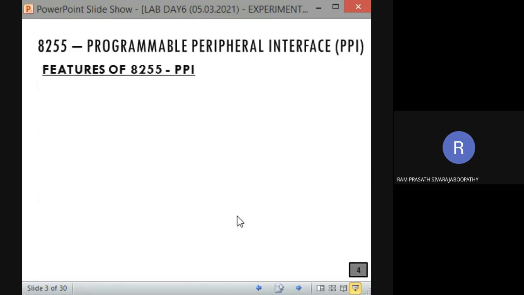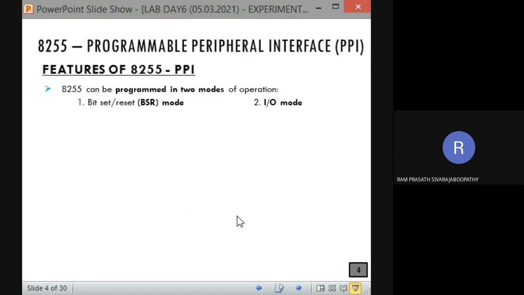Next. So 8255 can be configured in 2 modes of operation. One is BSR mode, that we call bit set or reset mode. The other one is IO mode. In total we have 2 modes of operation, BSR mode and IO mode. The BSR mode of operation is used to set or reset only port C bits. Please kindly note down, only for port C.